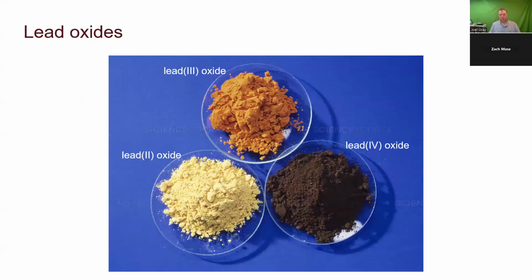Now, some examples of different species. Here we've got lead oxide. Lead oxide, well, that's lead 2 oxide, lead 3 oxide, lead 4 oxide. These are good questions that I want you to be familiar with. Lead has a symbol of Pb. Can anyone add to the chat what is the charge of lead 2? Add to the chat.